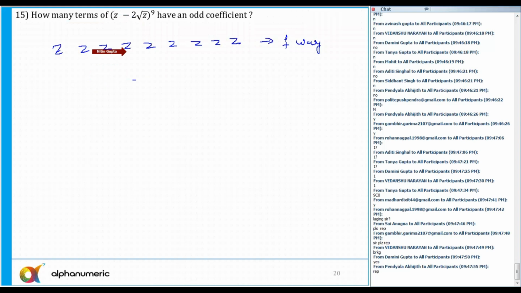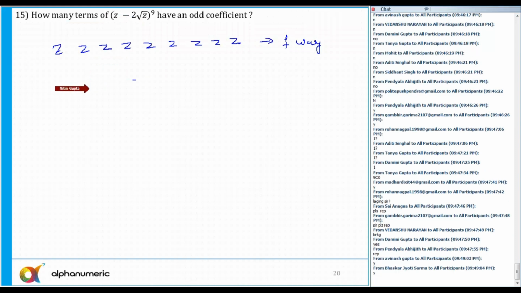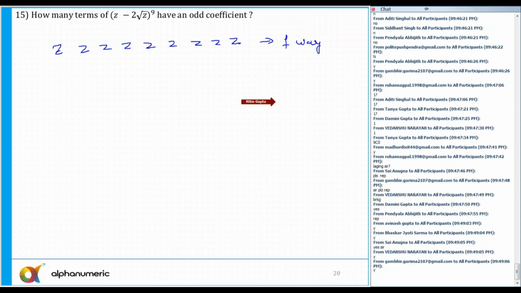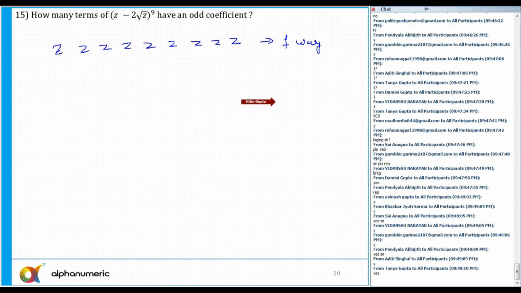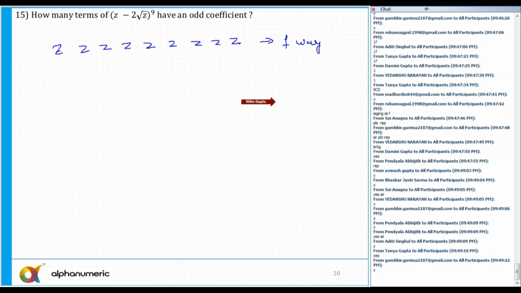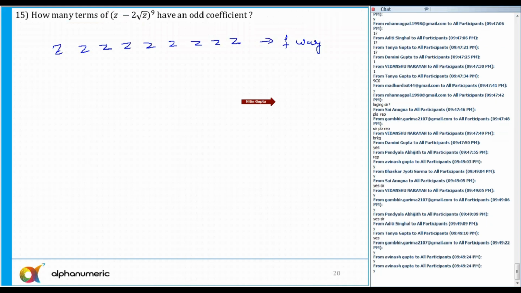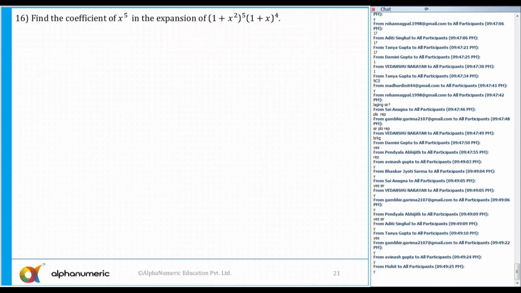So is that clear to all of you now? Please respond. Abhijit, Damini, Vedansu, Garima, Rohan. So that's why the answer is one way. Can I move to the next question? Please respond, all of you. All right. Try question number 16.